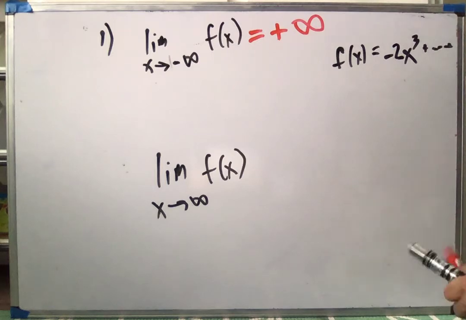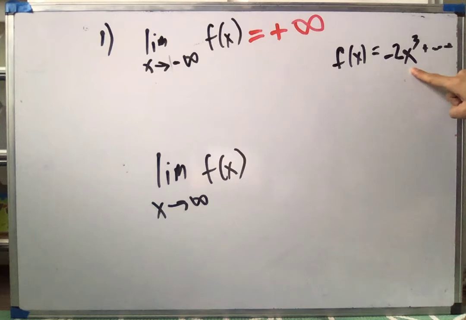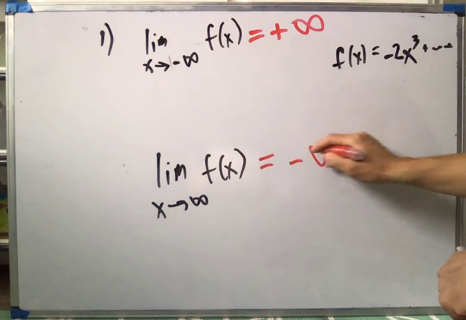Okay, the second one, limit of f of x as x goes to positive infinity. If I put a positive infinity here, this is going to be a really big positive number, right? x cubed. And then at the end, it's going to be multiplied by this negative 2. So that's going to turn it negative, which means I'm going to get a negative infinity.